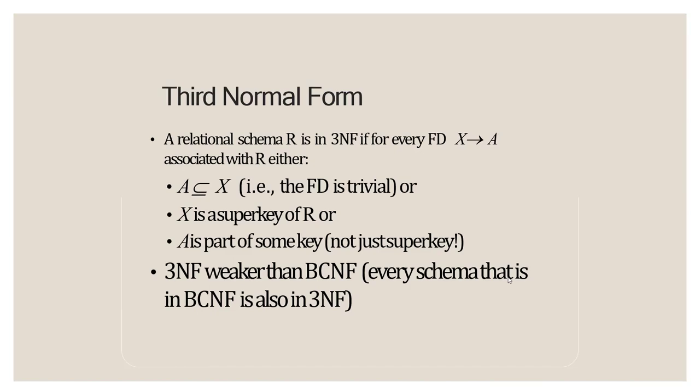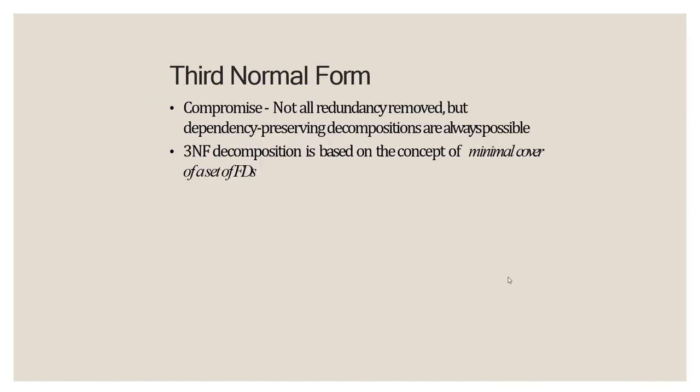3NF is weaker than BCNF, and let's look at some comparison between the two. There is a compromise with 3NF: not all redundancy is removed. You will sometimes see some redundancy. But dependency preserving is always possible. It's always guaranteed, unlike BCNF. 3NF decomposition is based on the concept of minimal cover of a set of functional dependencies. This was covered in our last lecture when we talked about the canonical cover, where we get rid of redundancies.